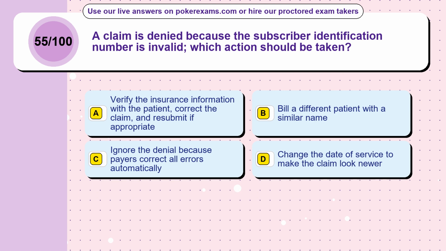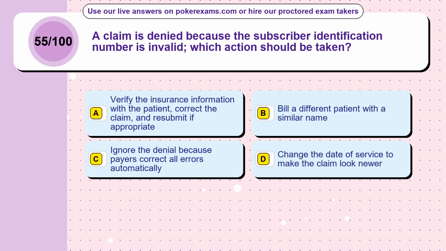Question 55. A claim is denied because the subscriber identification number is invalid. Which action should be taken? Option A. Verify the insurance information with the patient, correct the claim, and resubmit if appropriate. Option B. Bill a different patient with a similar name. Option C.